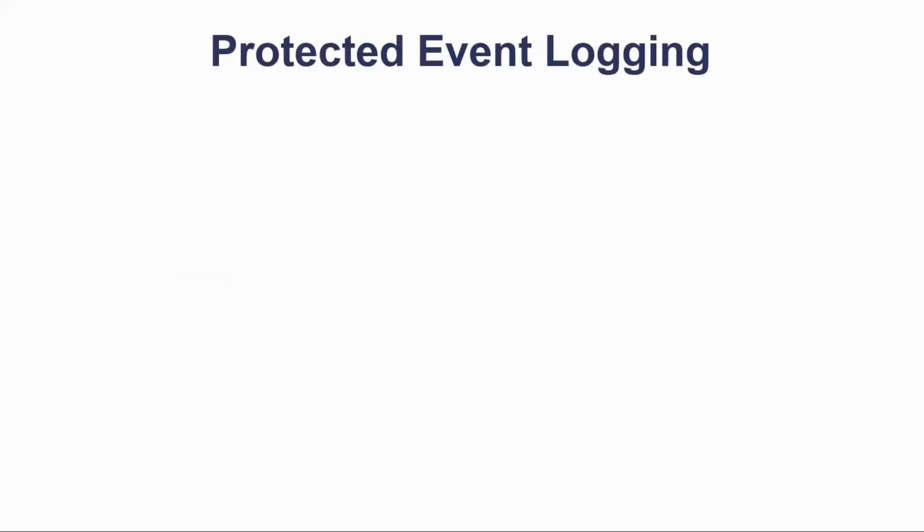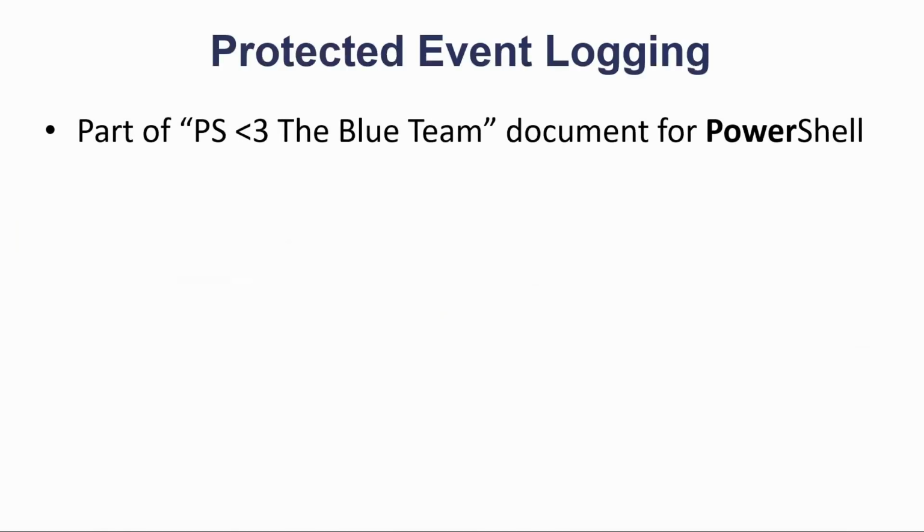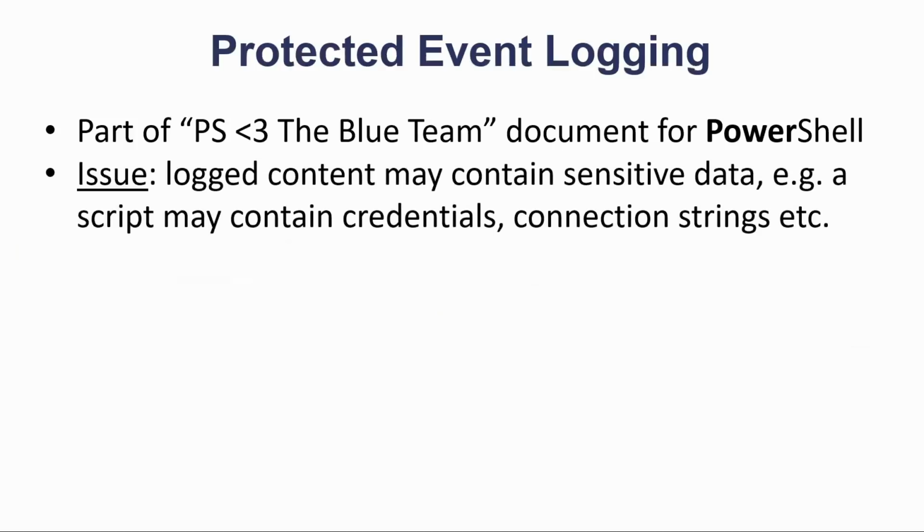So let's move on to something a bit more original. For example, let's talk about protected event logging. Protected event logging is part of Microsoft's PowerShell Hearts the Blue Team. This is the so-called Bible of PowerShell security mechanisms. It's a well-known MSDN paper document by Lee Holmes about PowerShell, and it really outlines amazing things, because PowerShell, as you know, is CMD on steroids, and it can do invocations and obfuscation. It can run code in memory without touching the disk. You can run PowerShell without powershell.exe. It's really a beautiful tool.